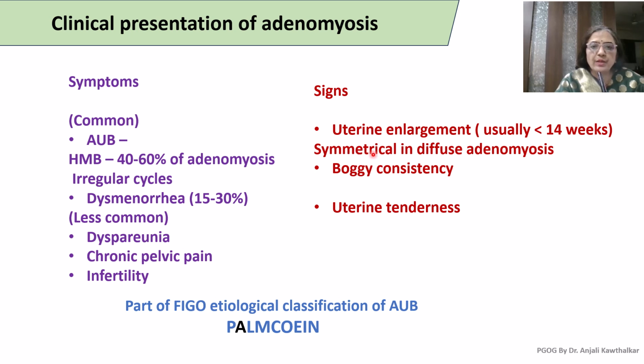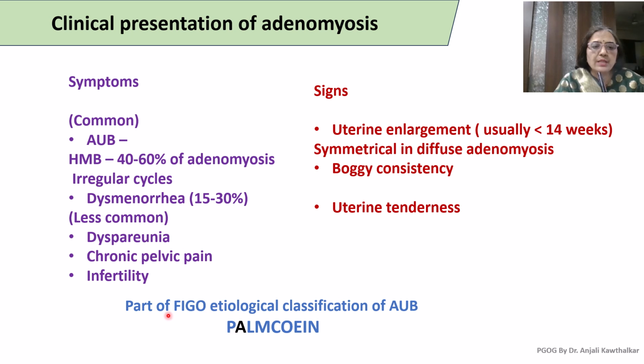A bulge might be palpable on one side, which is why it forms a close differential diagnosis for leiomyoma. The consistency of the uterus can be boggy, and uterine tenderness is present, which is not there in leiomyoma. That is one of the features which helps us differentiate clinically between leiomyoma and adenomyoma or adenomyosis: the uterus is tender in adenomyosis.